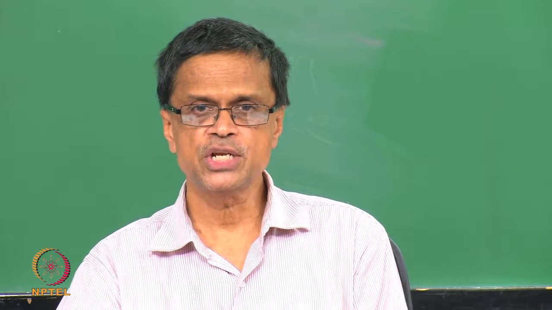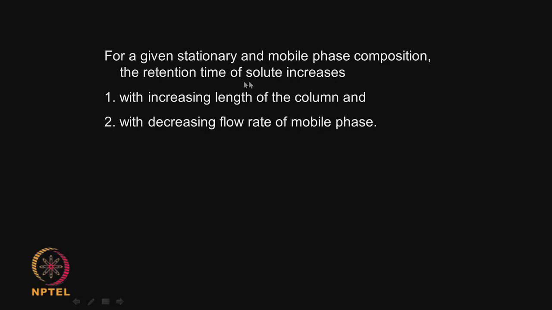For a given stationary and mobile phase composition, the retention time of a solute increases with the increase in length of the column, it is obvious. So, if I have a very long column, it will take much longer for the solute to come out, and obviously also with decreasing flow rate of the mobile phase. So, if I decrease the flow rate, then it will take much longer time.